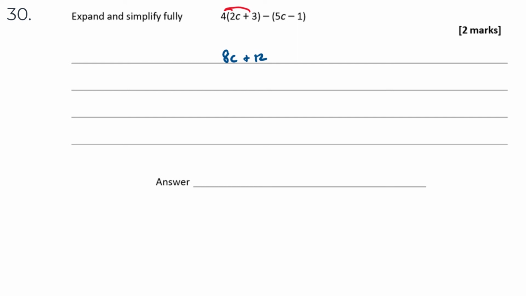Right, now just take care on the second bracket. I've got a minus sign in front of it, so it's actually -1 multiplied by everything inside the bracket, which is going to flip the sign of everything inside the bracket when we remove it. So the 5c is going to become minus 5c, and the -1 is going to become +1, because -1 times -1 is +1. Now once we've got everything multiplied out, we can collect like terms. I've got 2 terms in c, and 2 numbers. 8c minus 5c is 3c, and 12 plus 1 is 13. So my answer is 3c plus 13.